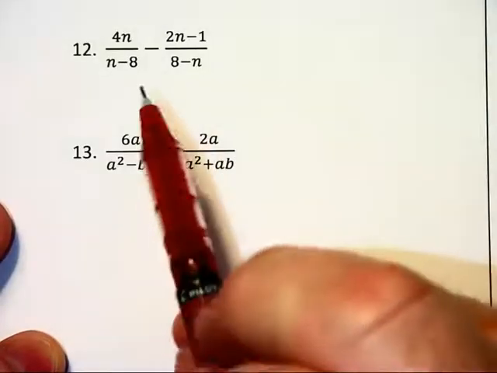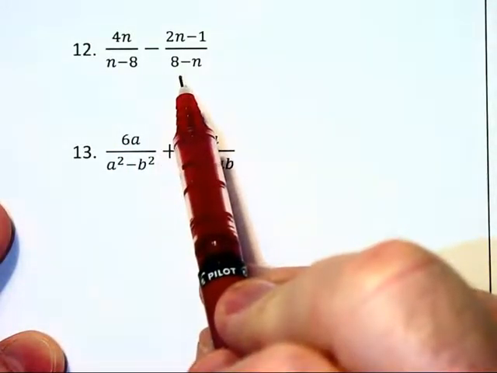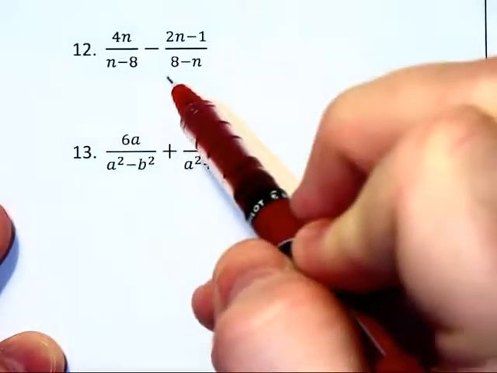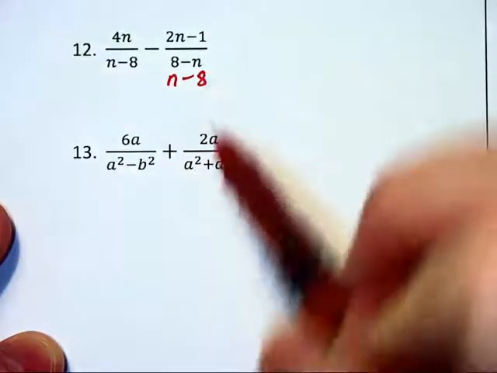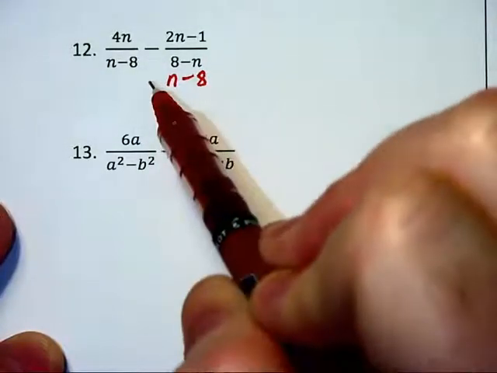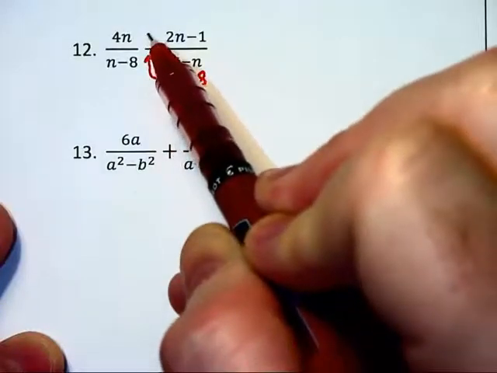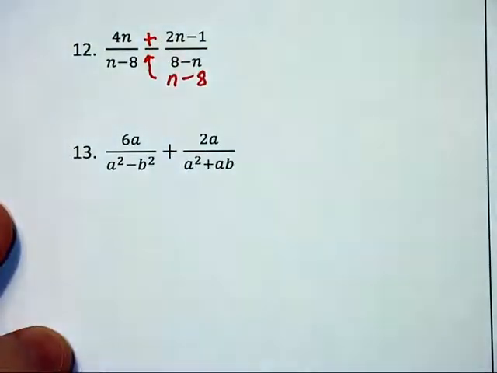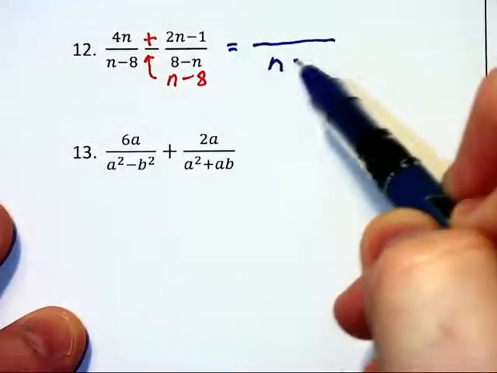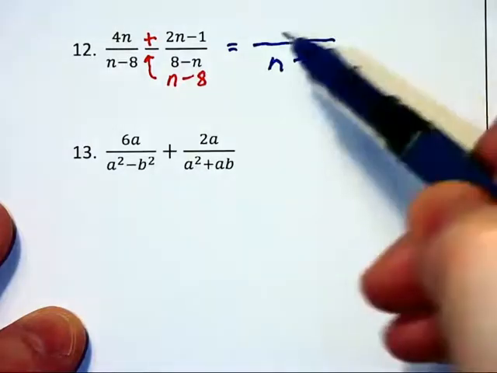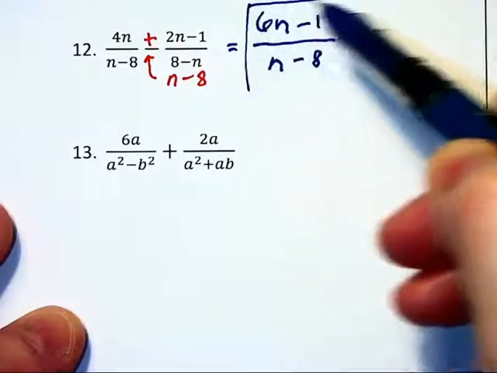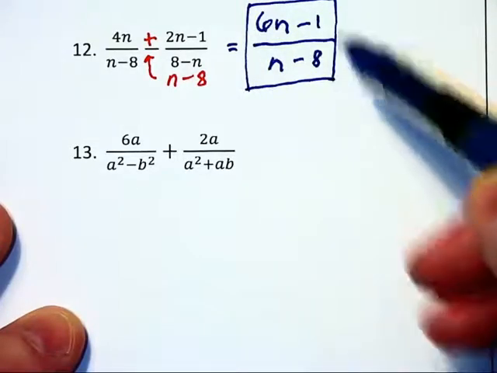Number 12 is another problem that makes use of the -1 technique. Notice the denominators are the same except they're switched around. If I change the 8 minus n in the denominator of the second fraction into an n minus 8, I've changed the sign of that second fraction. And I can counter that or undo that change by changing the minus sign into a plus sign. Now I can add across with a common denominator of n minus 8. And up in the numerator, I will have 4n plus 2n, which is 6n minus 1. And that will be my simplified form, and it does not factor and cancel.